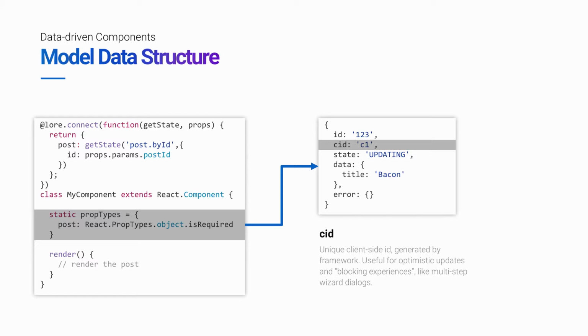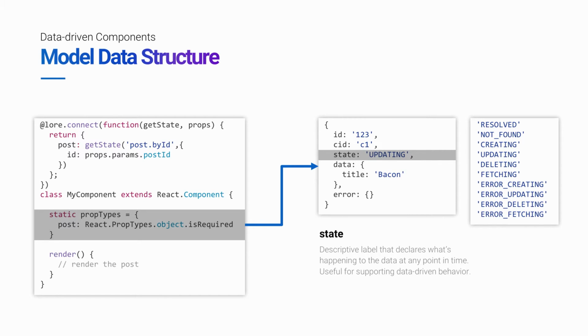The CID field stands for Client ID and is a unique client-side ID created by the framework itself. It is unique within the lifecycle of the application in the browser. This field is especially helpful for use cases like optimistic updates, as well as enabling blocking experiences, such as those you might see in a multi-part creation wizard. Experiences where you need to wait for server confirmation that a resource was created before moving to the next step.